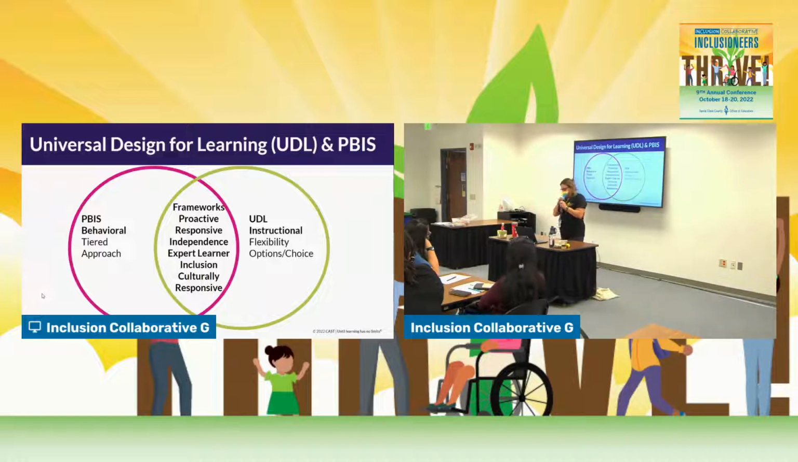They both promote independence. They both help grow expert learners. At CAST, this concept of expert learner means this is our ultimate goal. We are trying to help grow our learners into being expert learners. An expert learner is someone who learns how they learn best.